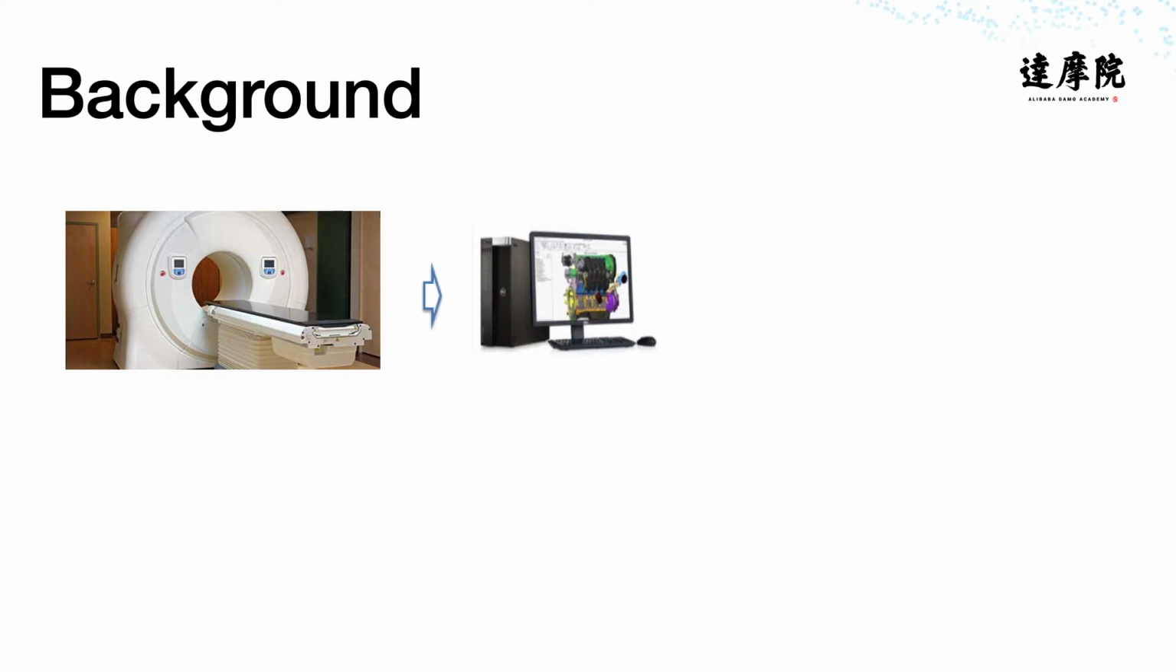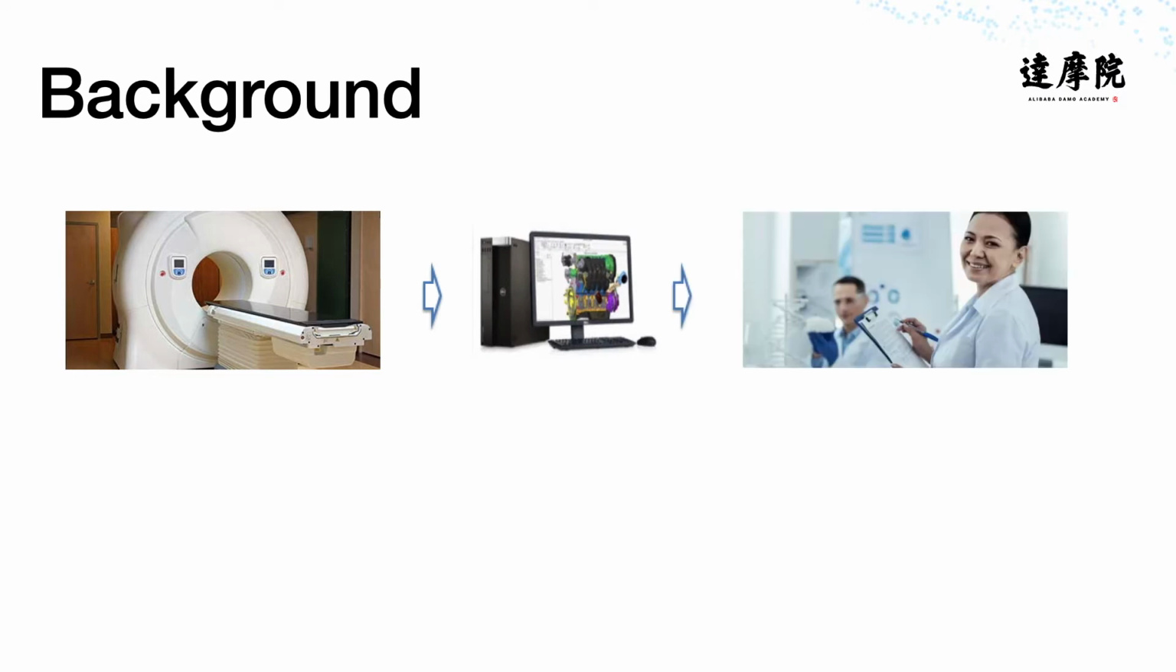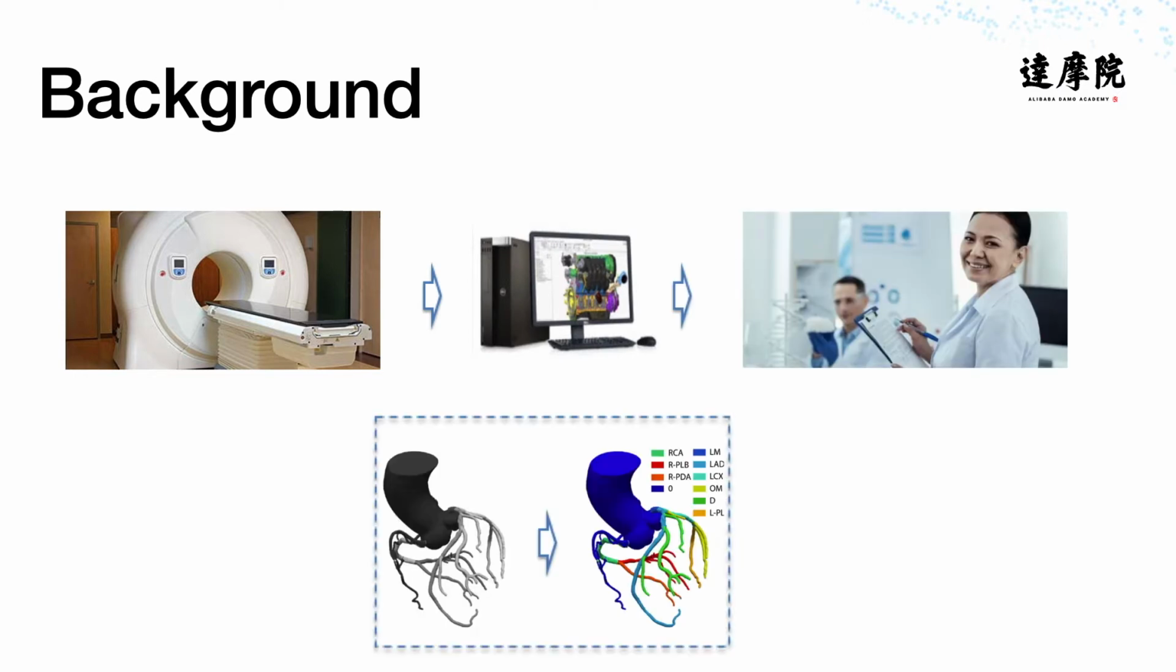In the clinic, to diagnose coronary artery disease, we need to scan and use some computer-aided tools to generate 3D images for a doctor, and the doctor manually looks at the images to determine which branches are not in good condition. This highly depends on the doctor and is very labor exhausting. Thus, an automatic labeling system is important in clinical use.